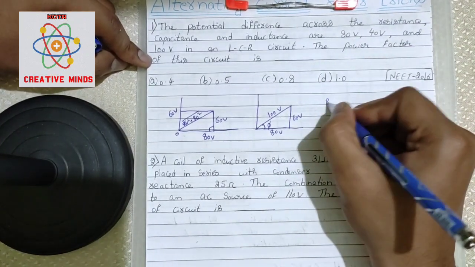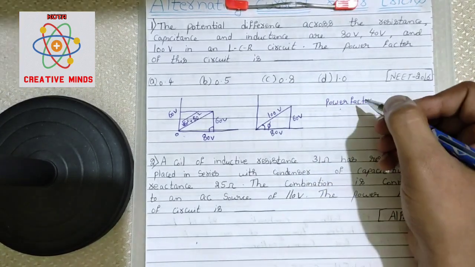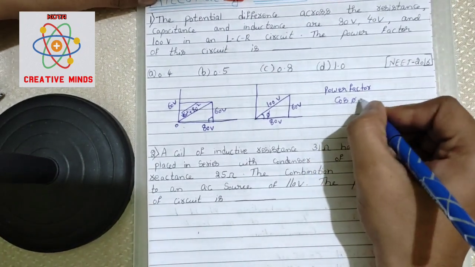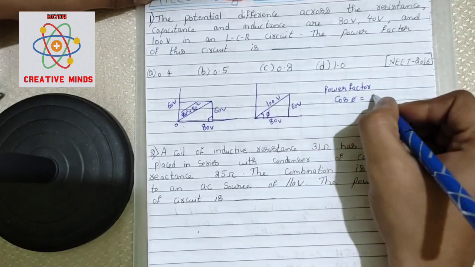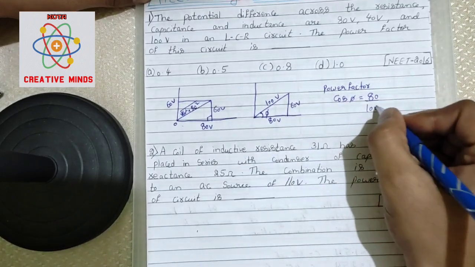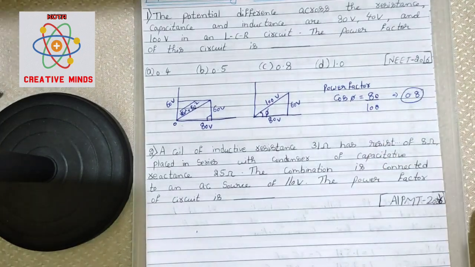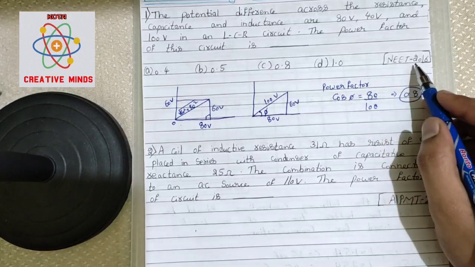So how can we denote power factor? Cos phi. What is cos? Adjacent by hypotenuse. Adjacent is 80, hypotenuse is 100. So if we cancel, what will be your answer? 0.8. See, in just one line we solved the question that was asked in NEET 2016.